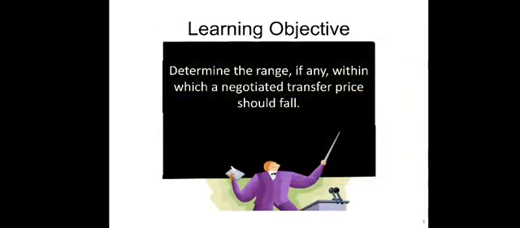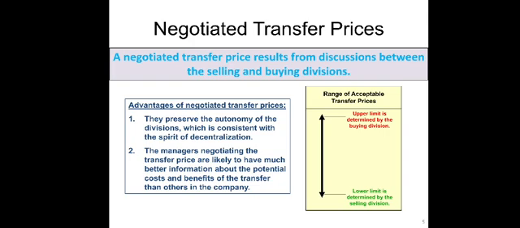So let's see the first one. Okay, negotiated transfer prices. A negotiated transfer price results from discussion between the selling and buying division. It means that if a company uses this approach, the managers of the selling segment will negotiate with the managers of the buying segment. They will negotiate and hopefully get an agreed transfer price that is accepted by both the selling segment and the buying segment.